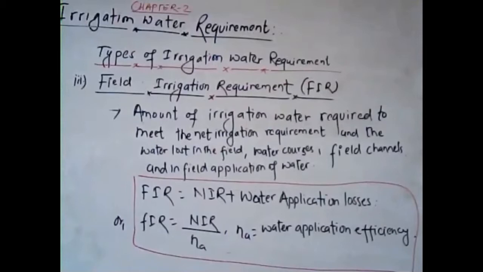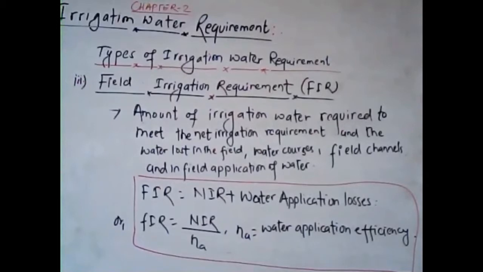Now the third type of irrigation water requirement is the field irrigation water requirement, also known as FIR in short form. So what is this field irrigation requirement? It is the amount of irrigating water required for meeting the net irrigation requirement and the water lost in the field. Likewise, water lost in the water courses, water lost in the field channels, and water lost in the application of water. So the water is lost for various reasons.